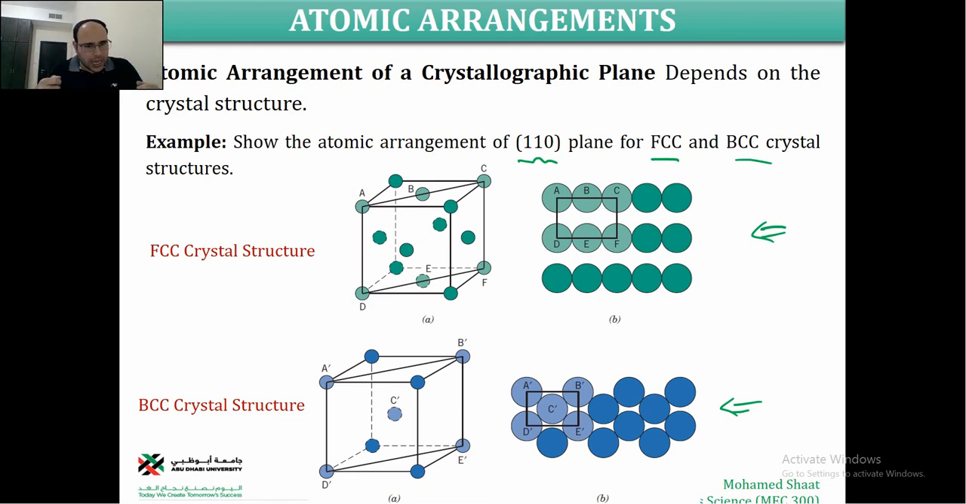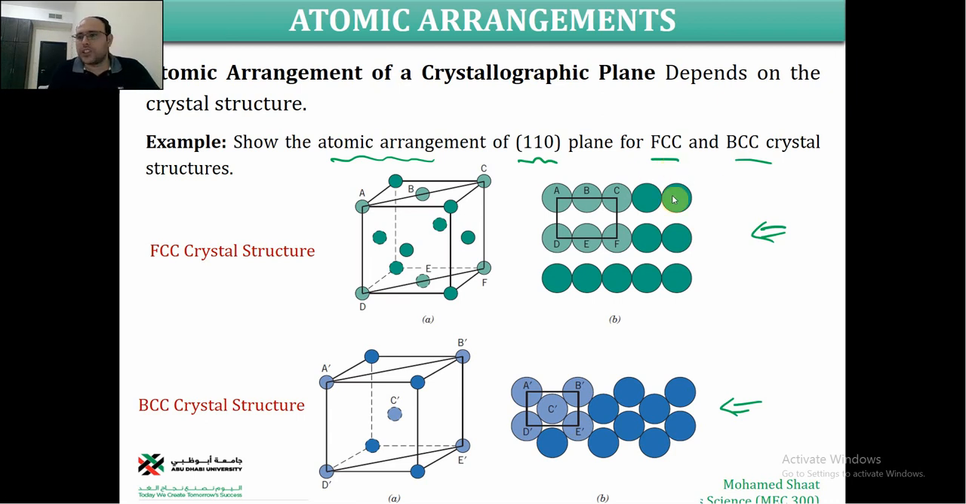Once we get a shot of the atomic structure that shows the arrangement of the atoms over a specific plane, we can identify the type of this crystal. Is it FCC or BCC? So the question is, what is the atomic arrangement of the plane 110? Why is this a plane? Because the indices are enclosed in parentheses.